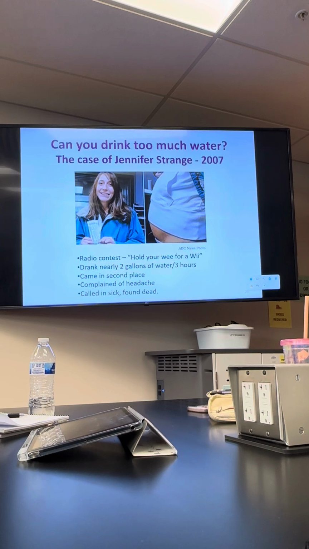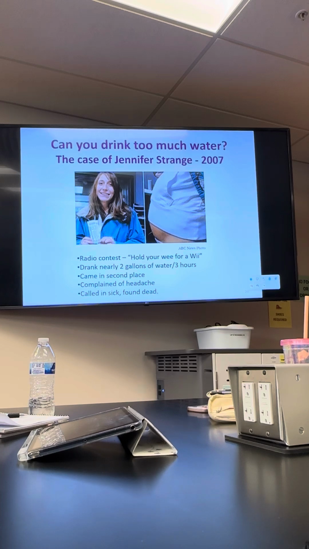A nurse called into the station and said this is dangerous, you should not be doing this, stop it. And they said no, this is our promo. Basically, what the contest was, you had to drink as much water as you can and not go to the bathroom. So what do you think is going to happen? That water is going to accumulate. Where does it accumulate? Everywhere, as interstitial fluid.